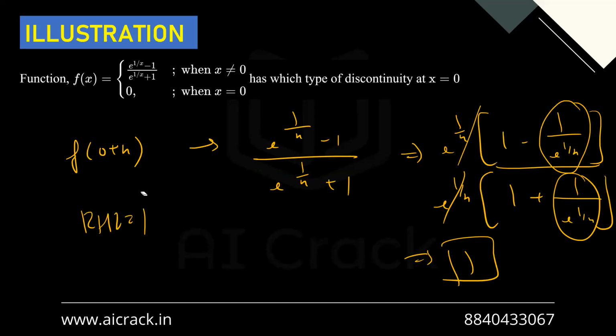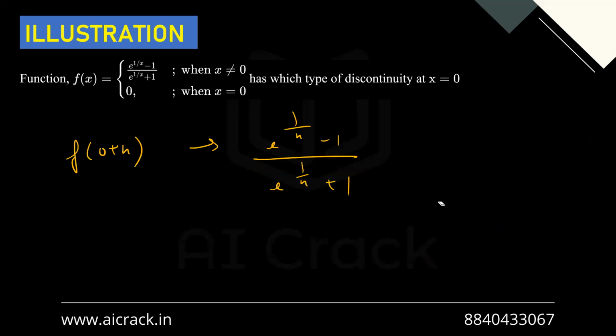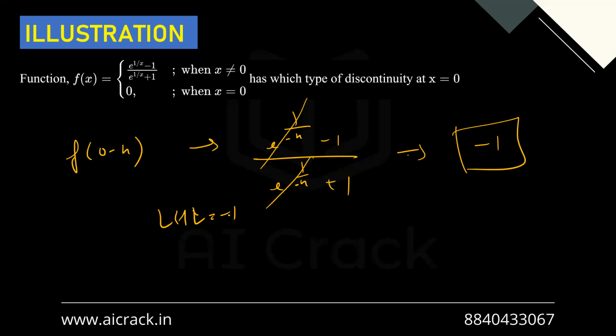Now if we talk about LHL, for that we'll be doing f of 0 minus h. That would give us this function. Now this is going to negative infinity because h is a positive number, so minus h is negative, and 1 upon a very small negative number would lead to minus infinity. E raised to the power minus infinity would lead to 0. Similarly this would be 0, right, close to 0. So this would become minus 1. This becomes insignificant, this becomes insignificant, so the answer would be minus 1 upon plus 1. So the left hand limit comes out to be minus 1.